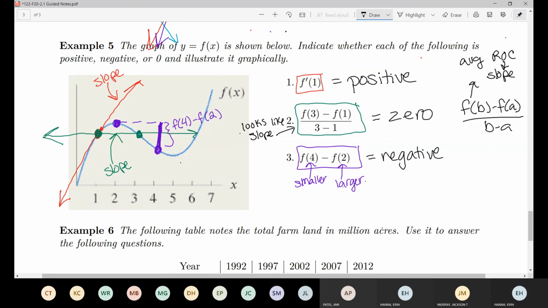Okay, yeah, so we're looking at f of 4 and f of 2. So that's essentially the y values. So the y value at 4 is lower than the y value at 2. I agree that 4 is larger than 2, but comparing the y values, the y value at 2 is larger than the y value at 4.